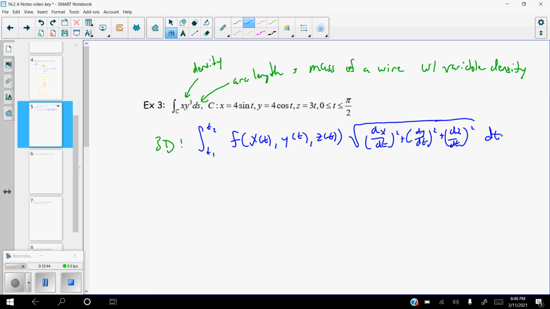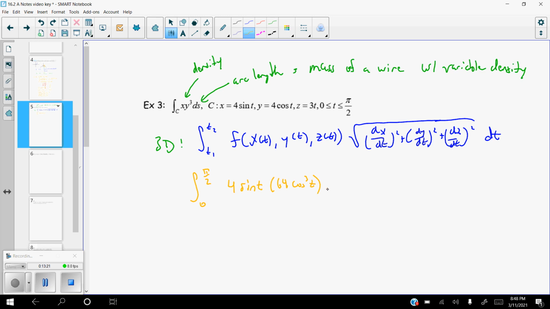And the nice thing here is they parameterized everything for us. So that does make it a little bit easier, as we don't have to go through that process. So we are going to take the integral from 0 to pi halves of our function parameterized. So x y cubed, we have to fill in the stuff. x was 4 sine t. y cubed is going to be (4 cosine t) cubed, so that's going to be 64 cosine cubed of t.